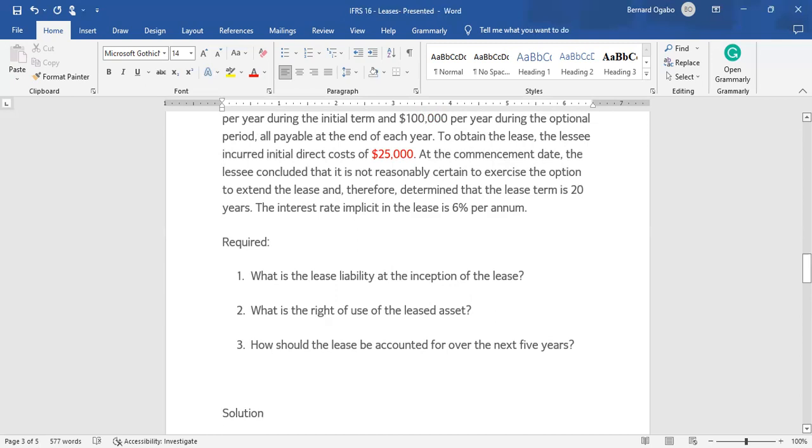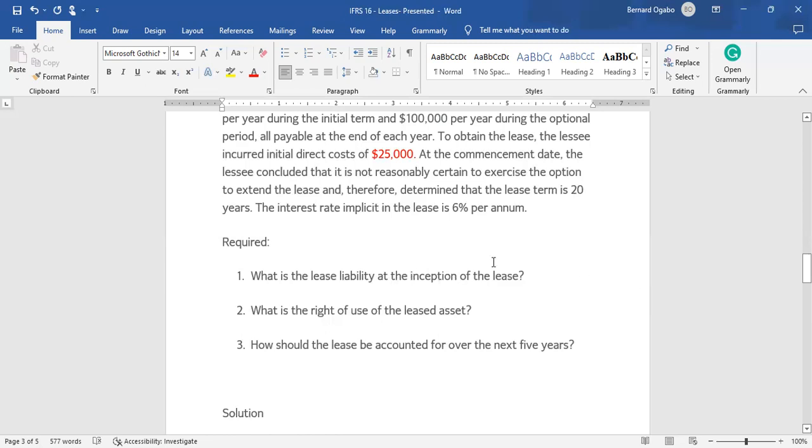And number two, we've been asked, what is the right of use of the lease asset? We are going to try to determine what the right of use of the asset is going to be. Then, how should the lease be accounted for over the useful life? Over the next 5 years, because the useful life is 20 years, so we cannot do the entire 20 years.